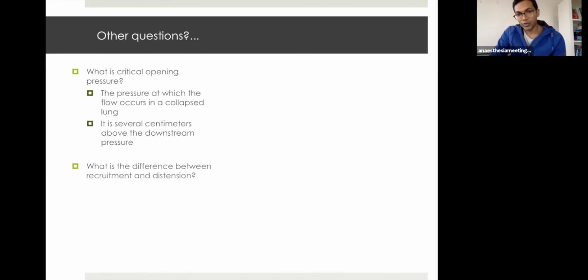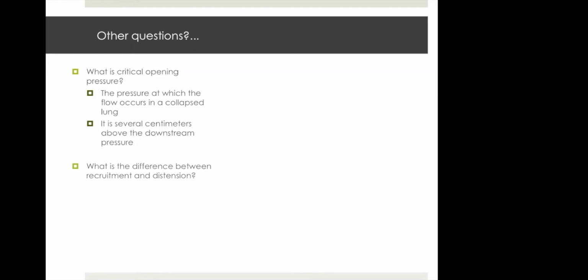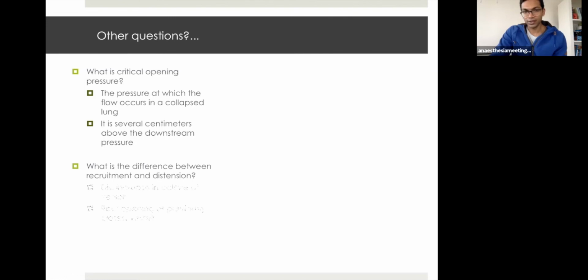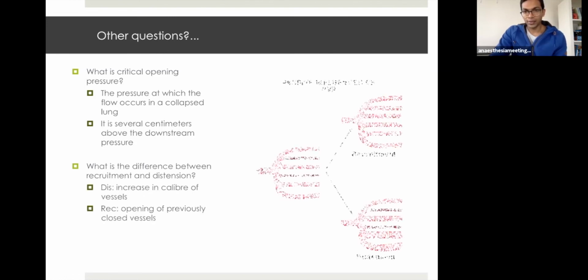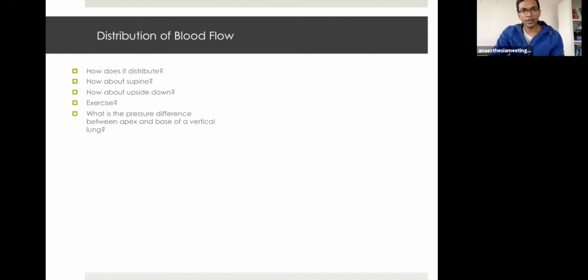And then what is the difference between recruitment and distension? What do you reckon? Recruitment is where you have enough critical opening pressure to open collapsed capillaries, while distension is just making the diameter of the vessel bigger. Yeah, sounds good. Okay, that's a diagrammatic representation of that.